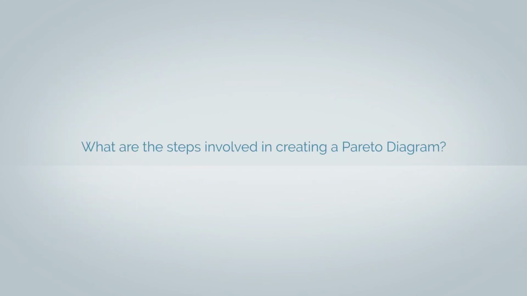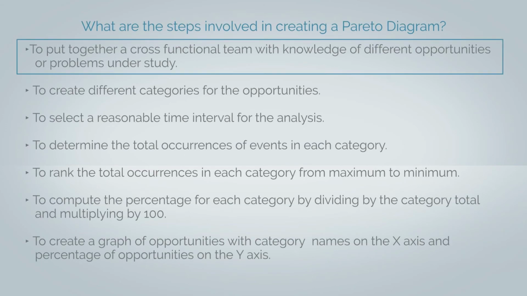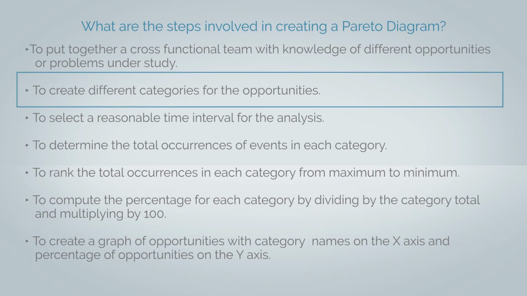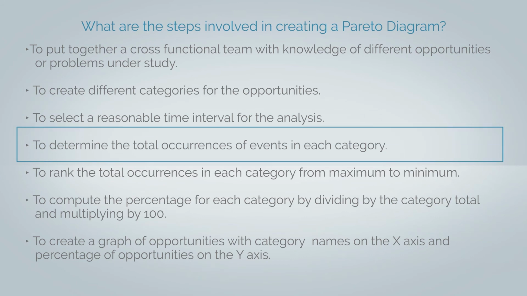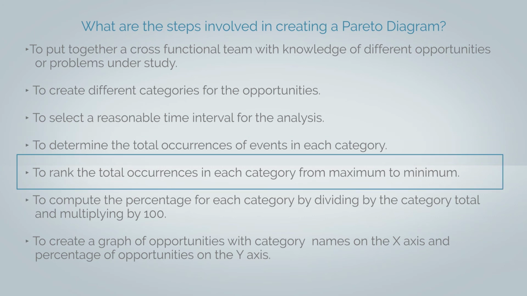What are the steps involved in creating a Pareto diagram? The first step is to put together a cross-functional team with knowledge of different opportunities, or problems under study. The next step is to create different categories for the opportunities. The third step is to select a reasonable time interval for the analysis. The fourth step is to determine the total occurrences of events in each category. The fifth is to rank the total occurrences in each category from maximum to minimum.